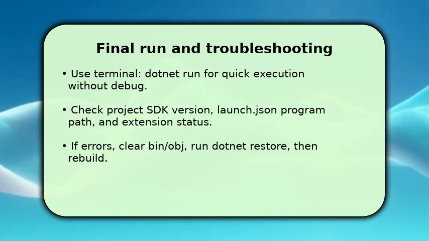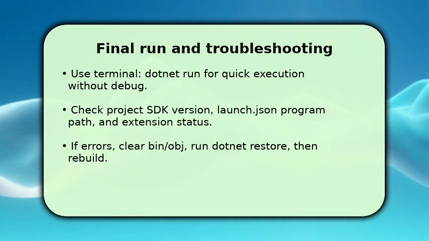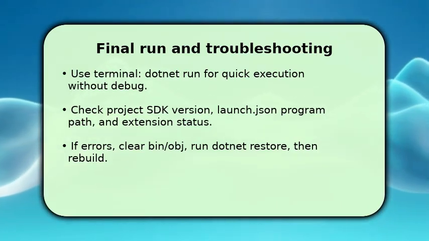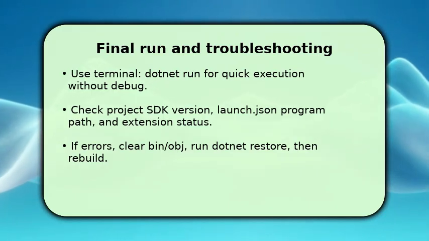If things go wrong, delete the bin and obj folders, run dotnet restore, then rebuild. That often clears corrupted caches and resolves mysterious build or debug failures.